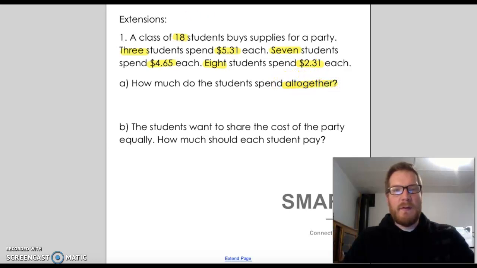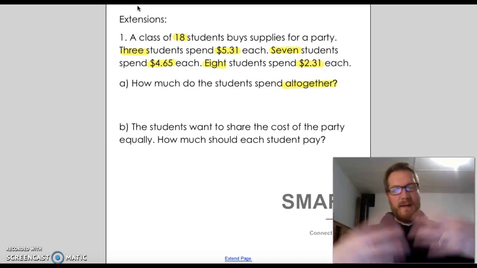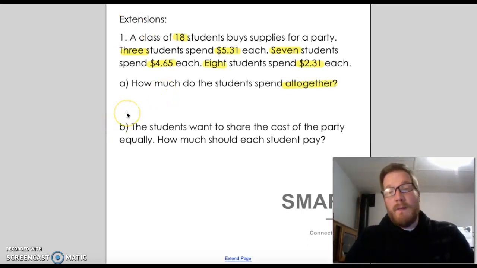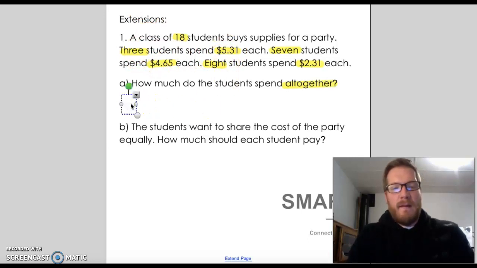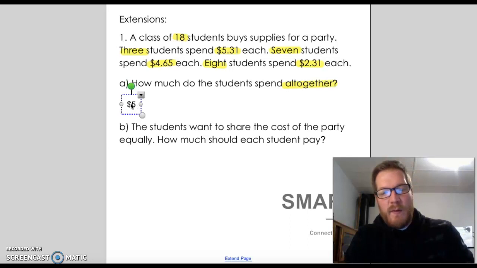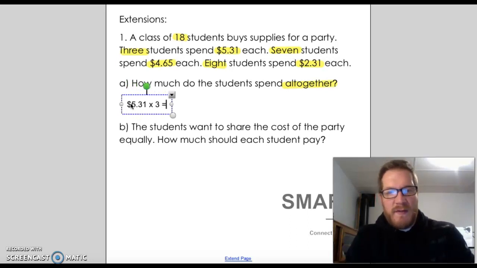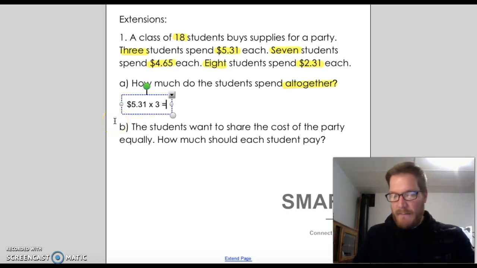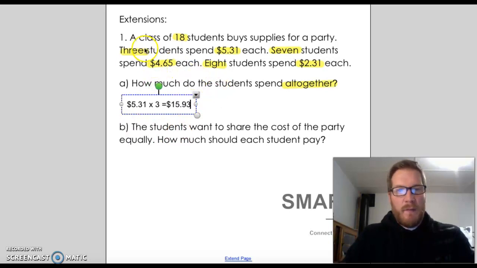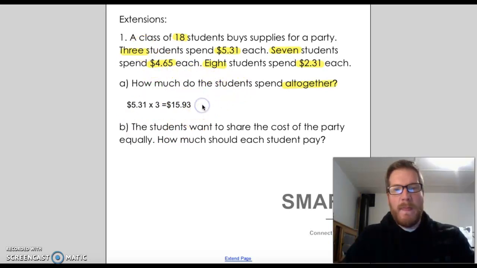Now that's a little clue about what kind of question this is. In this case, the quick way to do it is a combination of multiplication and addition. All together means you're putting stuff together, so it's kind of like adding. I also know that multiplication is a quicker way to write addition, so I'm going to be using that. If I have 3 students spending $5.31, I can write that as an addition question, but I'd rather write it as a multiplication question. When I multiply $5.31 by 3, I get $15.93. So those 3 kids spend that as their total.